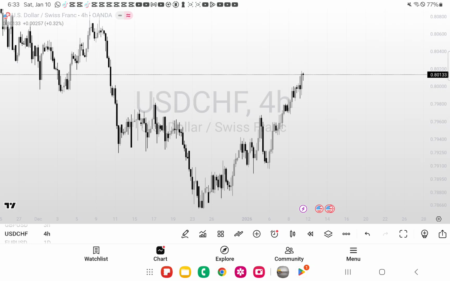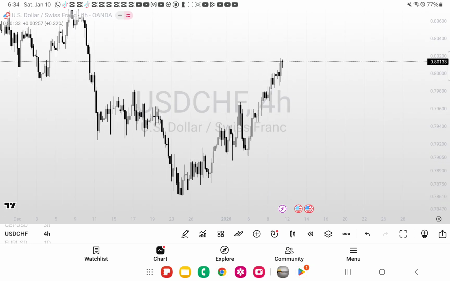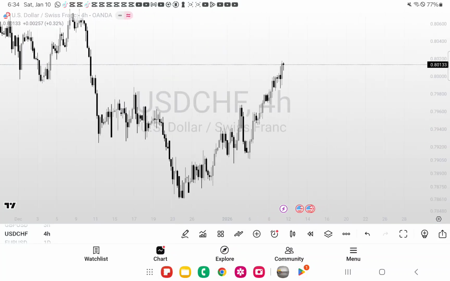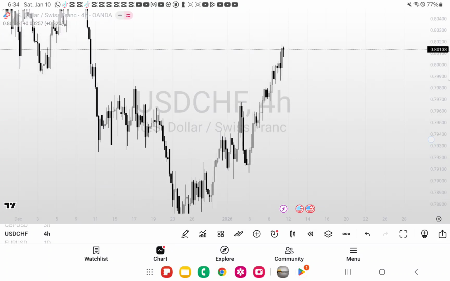You have to understand that in internal range liquidity, we have order block, breaker block, mitigation block, fair value gap, and also trend line liquidity. Those are all internal range liquidity. For example, this is our chart on USD CHF, as you can see on the 4-hour time frame.